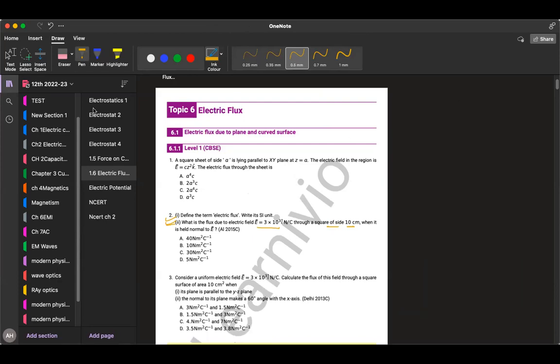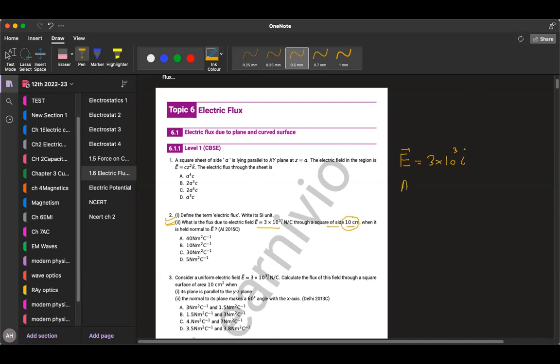Okay, I'm solving it. See, this is a straightforward calculation. The electric field is given. Right, Arpit, it's correct. Electric field is 3 into 10 raised to the power 3 I cap. The side of the square is 10 centimeter.